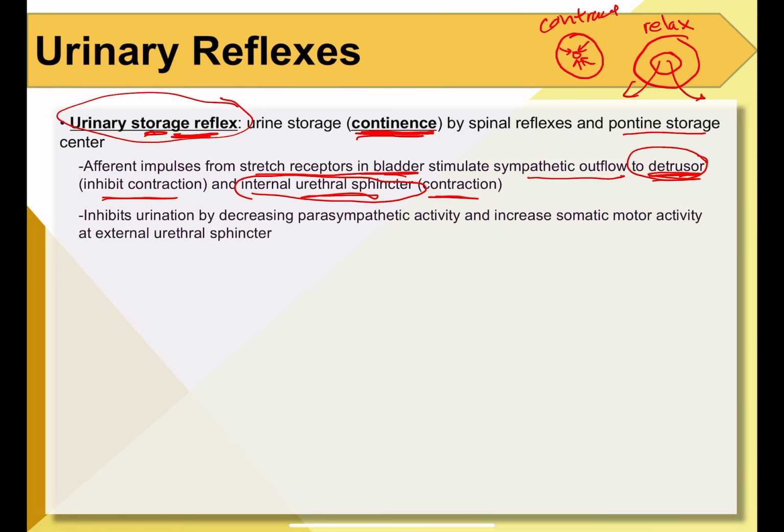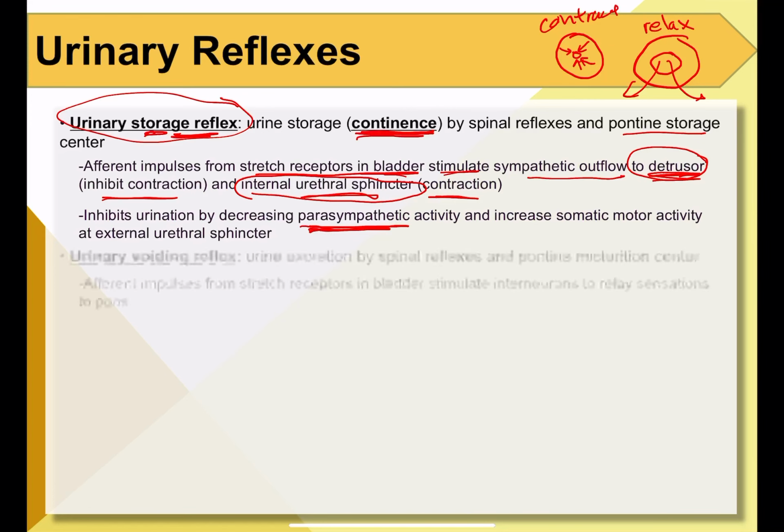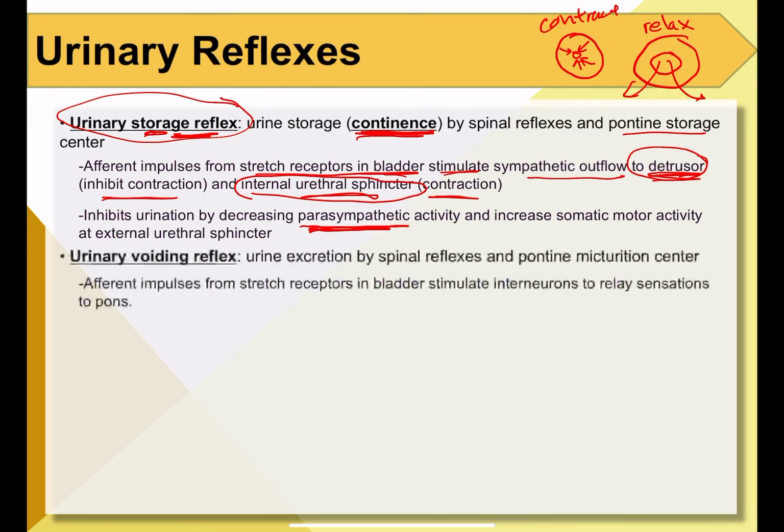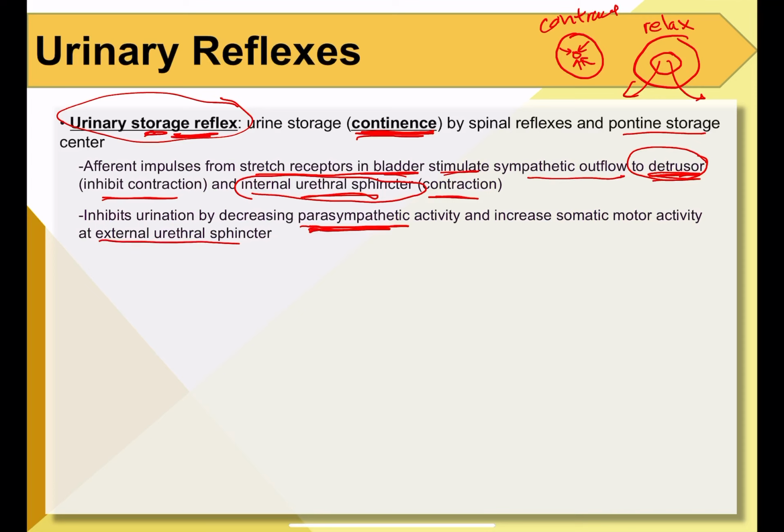It also inhibits urination by decreasing your parasympathetic activity. Remember I said when you're in sympathetic stimulation, the last thing you think about is peeing. So when you're trying to store urine, you decrease parasympathetic and increase sympathetic. That increases the motor activity at the external sphincter, which means the external sphincter will contract, closing and preventing urine from coming out of your external urethral sphincter.